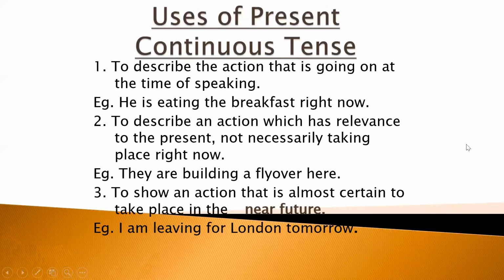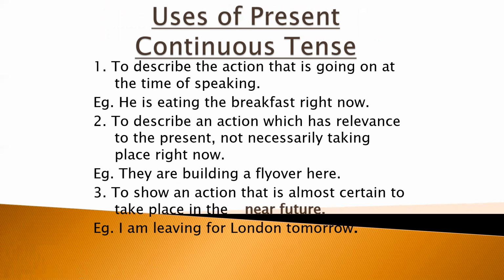Now let us understand where to use present continuous tense. First, it is used to describe the action that is going on at the time of speaking, something which is happening right now, something which is in progress. Like for example, he is eating the breakfast right now. Right now the work which is going on. For that we use present continuous tense.